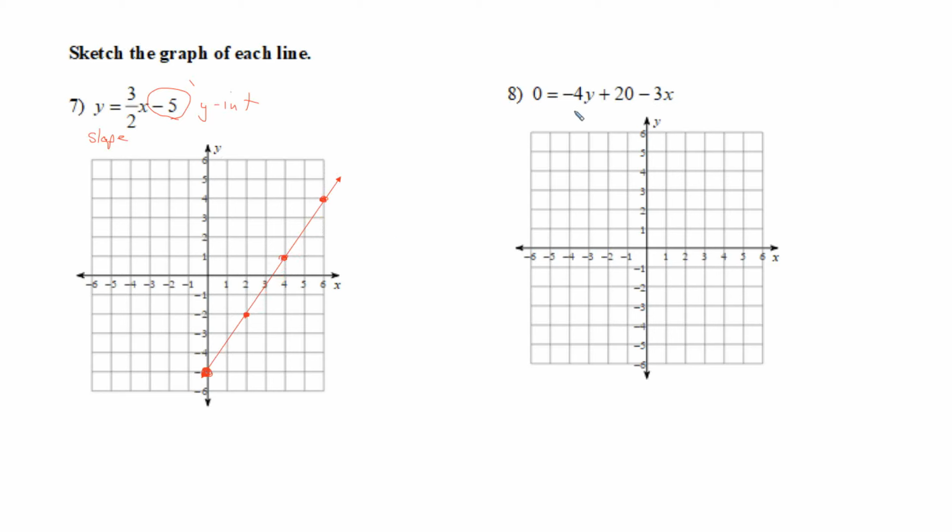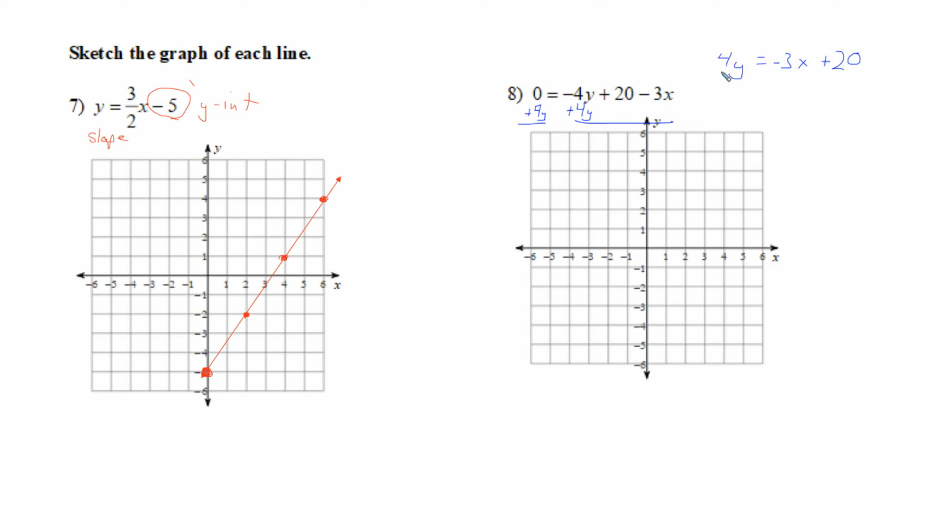The next one here is not in slope-intercept form. There's probably a few different ways to do this, but probably the easiest way is to put it in slope-intercept form. So we're going to go ahead and add 4y to both sides. Slope-intercept form is when you solve for y. So right now we have 4y equals, we usually put our x term first, so -3x plus 20.